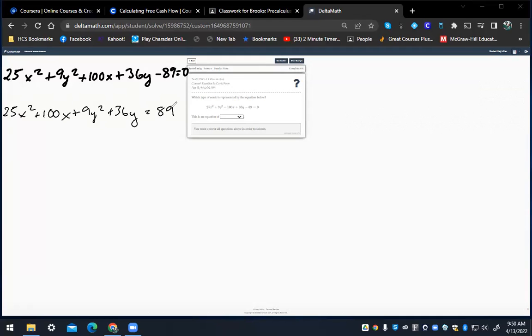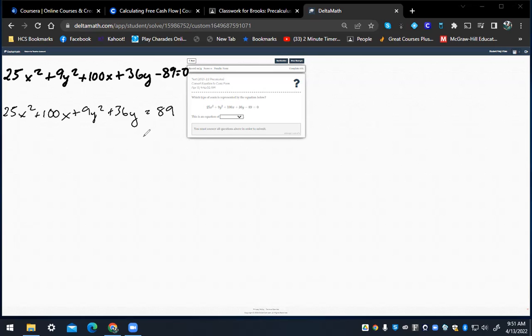Will this be a question on an exam or a test rather? Yes, absolutely. I'll give you the general form and I'll say, okay, tell me the center, the foci, the vertices, and so on. You wouldn't be able to do that unless you're able to turn it into standard form. So that's why I'm teaching you how to turn it into standard form now.